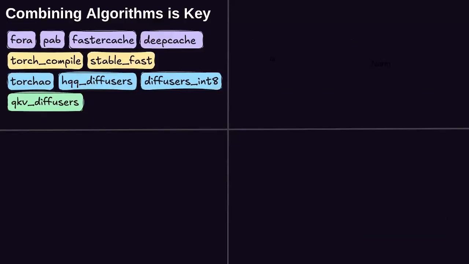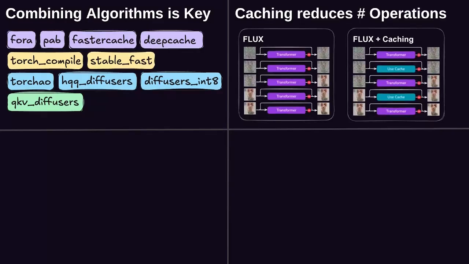Let's wrap it up. At the beginning, I showed you how to combine different algorithms. At Pruna, we think that combining different sorts of algorithms gives the best results. Then we looked at caching and found out that what caching does is reduce the number of operations you have to do, which leads to a speed up.